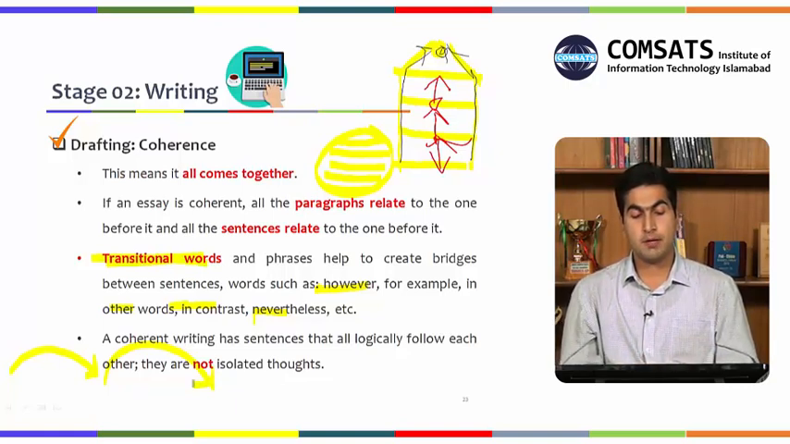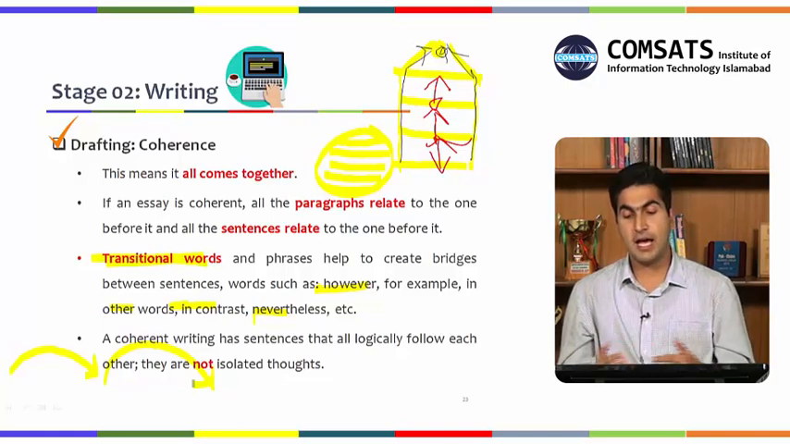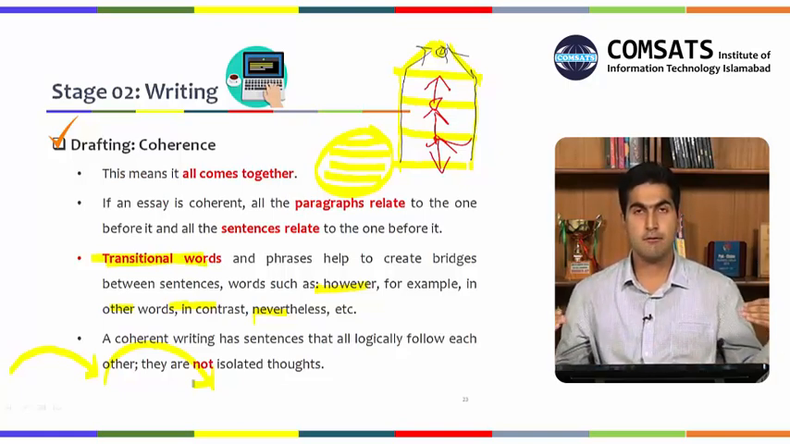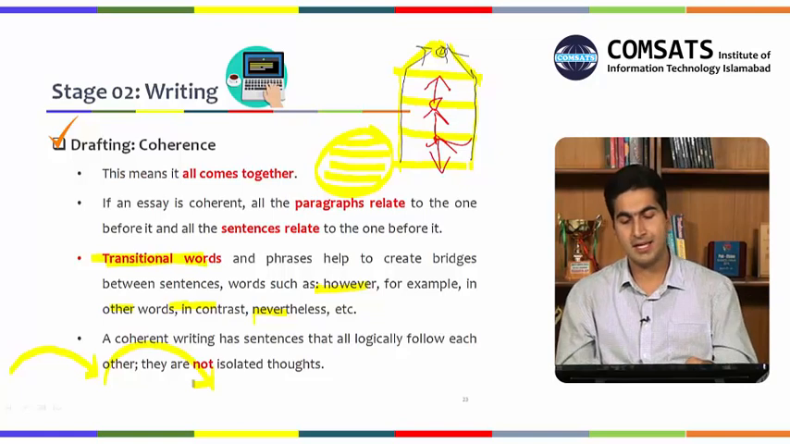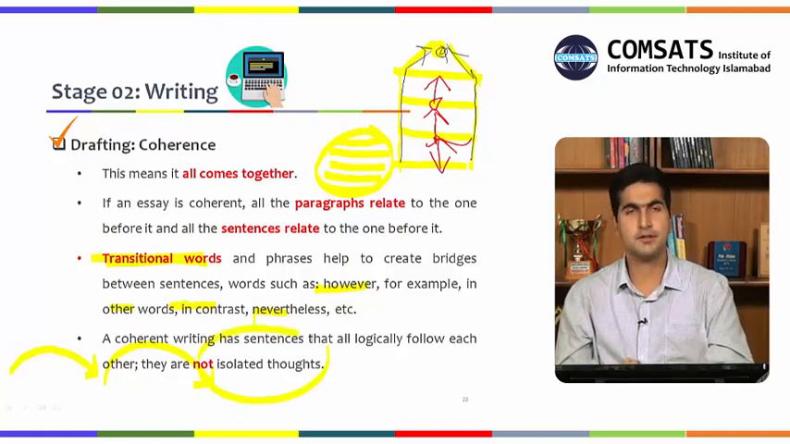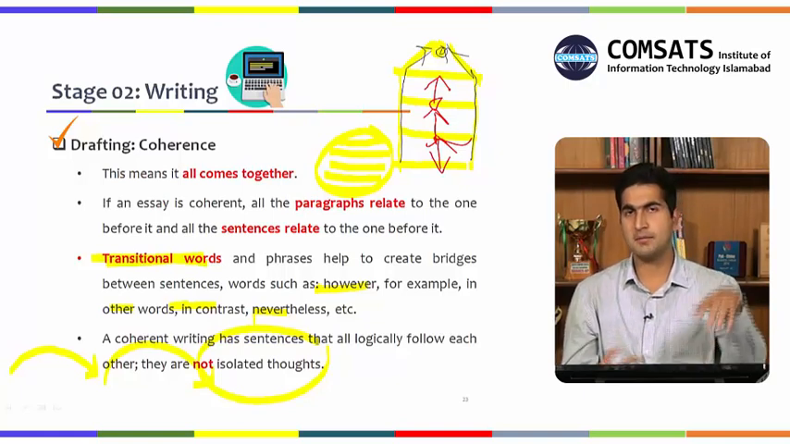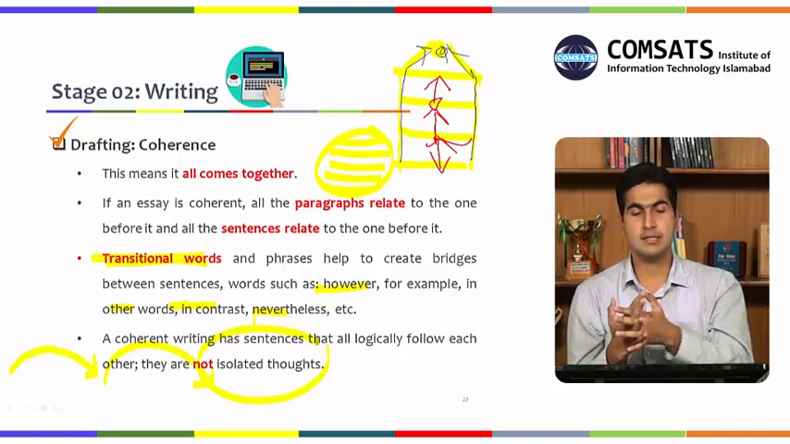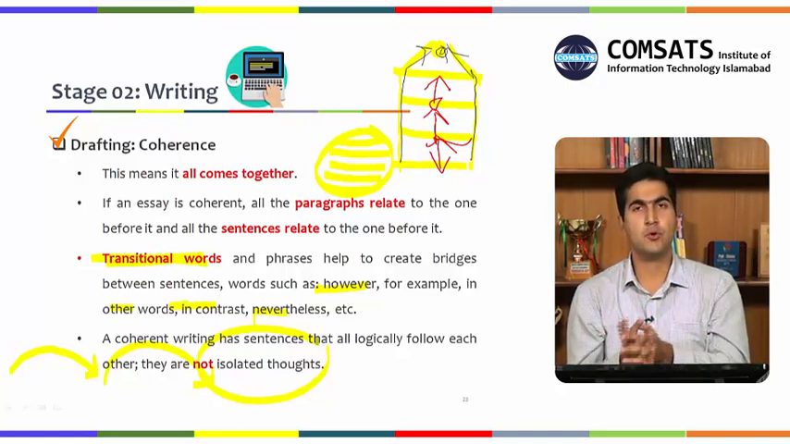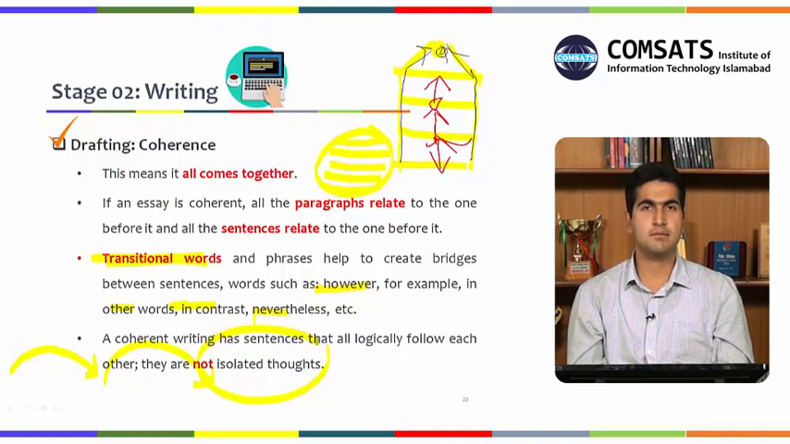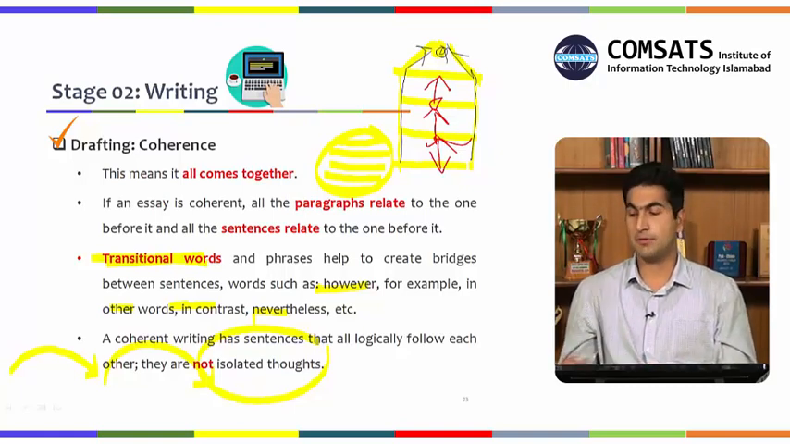And another point to remember is this: everything has to be logically following from one to the other instead of being isolated thoughts. This is the point to remember and to be avoided, that if your thoughts are isolated rather than being linked, it will mean that there is no coherence within your writing, and that is something to be avoided when we talk about developing coherence within your writing.